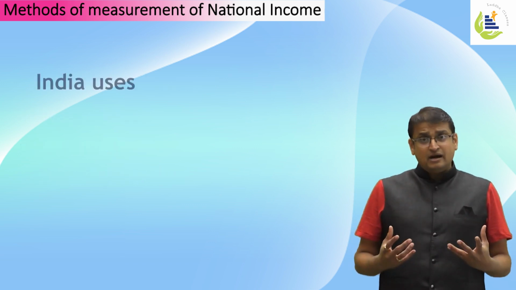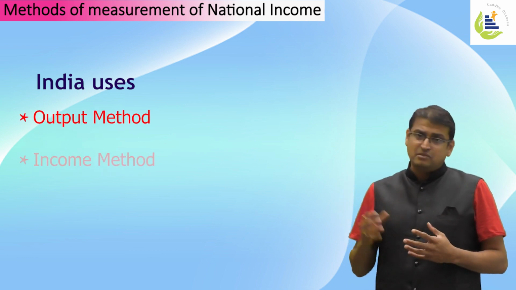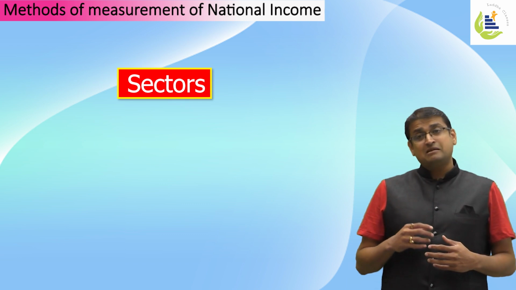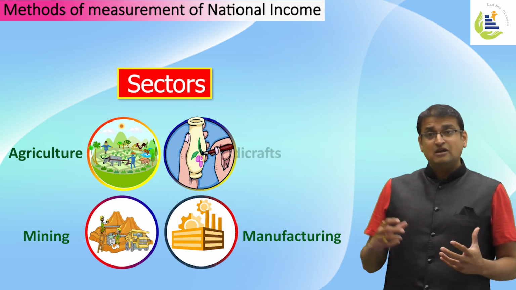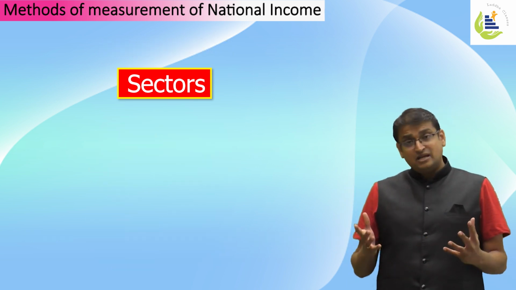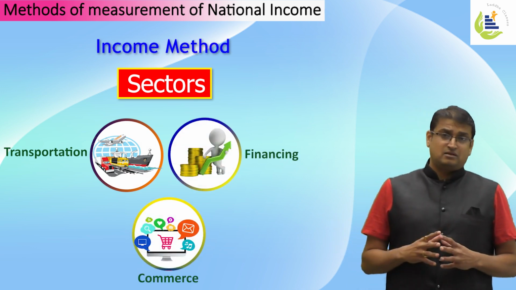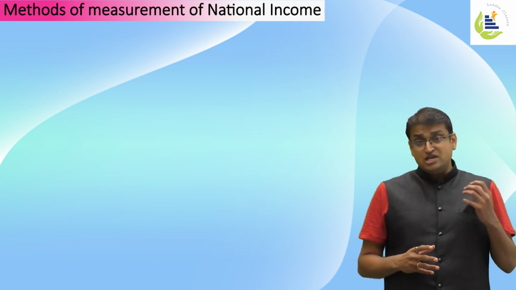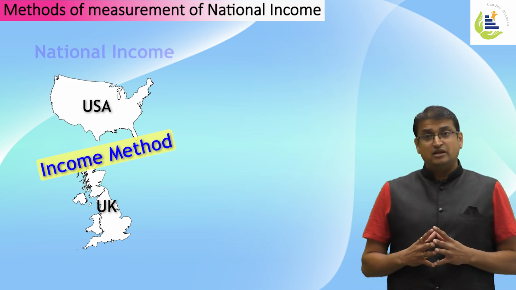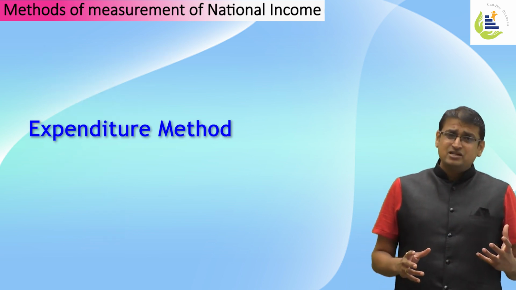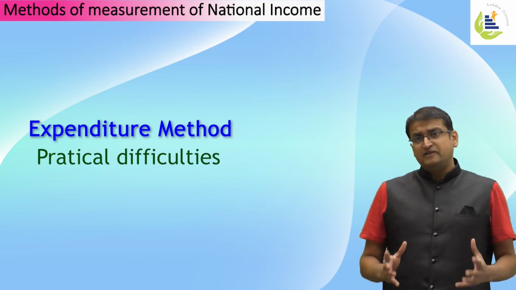Well, in India, we use both the methods. We use output method also and income method also. For areas like agriculture, mining, manufacturing, even handicrafts, we use output method. For other areas like transportation, commerce and finance, we use income method. Developed countries like USA, UK use income method as a calculation of national income. However, expenditure method is very less used as there are a lot of practical difficulties in it.